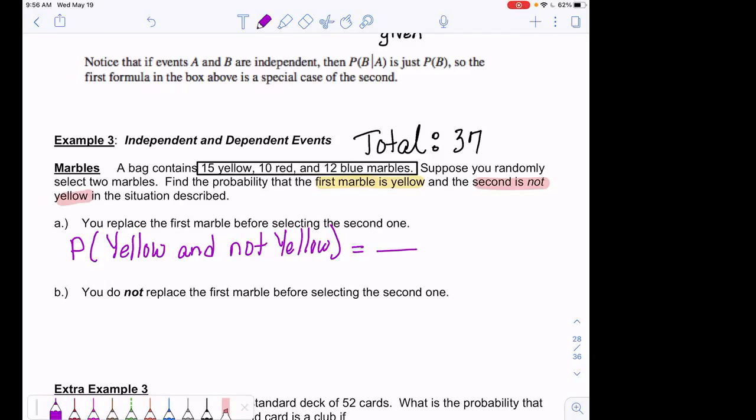All right, Emma, how many yellow marbles are there in our bag? 15. So the probability of getting a yellow marble would be 15 out of 37. So you pull the marble out, you look at it, you replace it back in your bag. So that means the number of marbles, I started with 37, but I replaced the marble back in the bag. So I still have 37 marbles in the bag. Emma, how many marbles are not yellow?